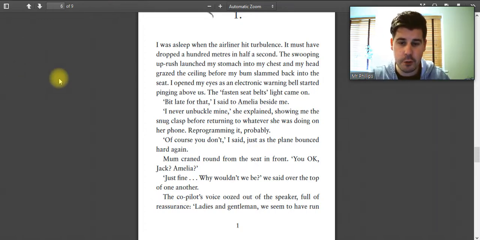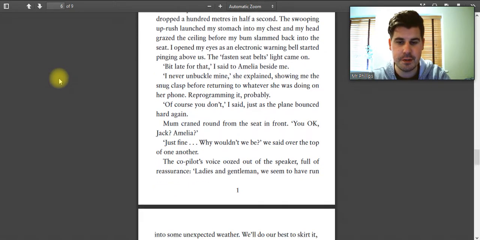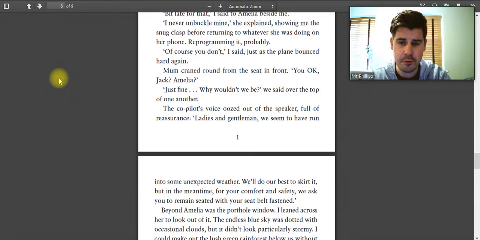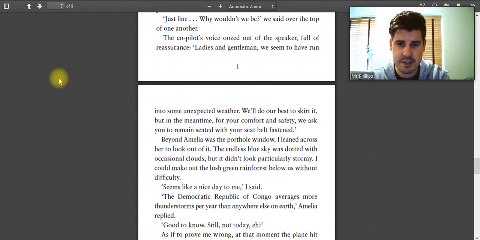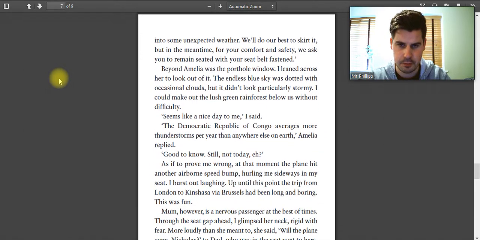The co-pilot's voice oozed out of the speaker, full of reassurance. Ladies and gentlemen, we seem to have run into some unexpected weather. We'll do our best to skirt it, but in the meantime, for your comfort and safety, we ask you to remain seated with your seatbelt fastened.